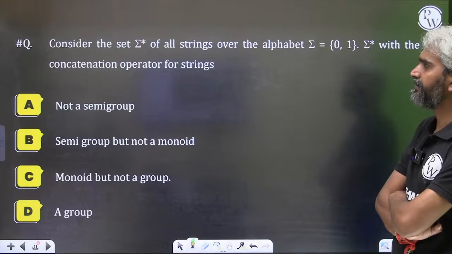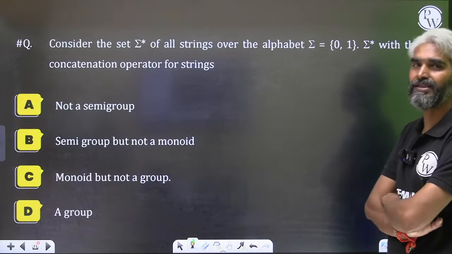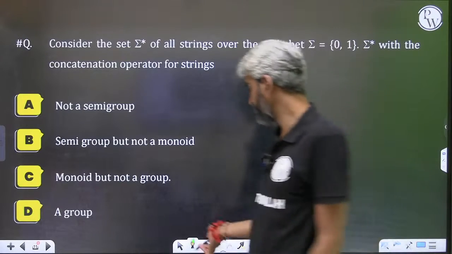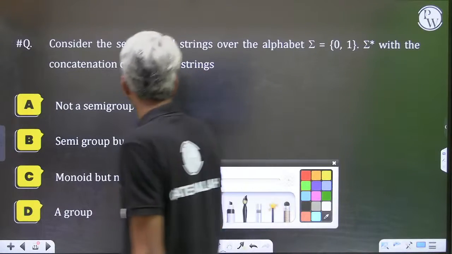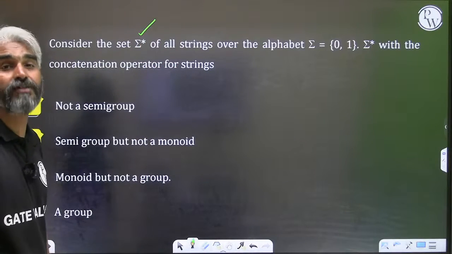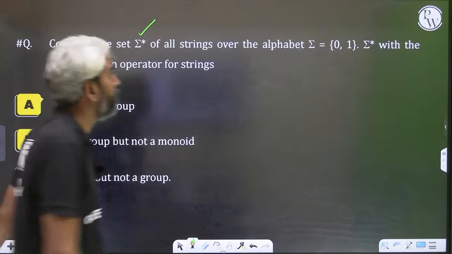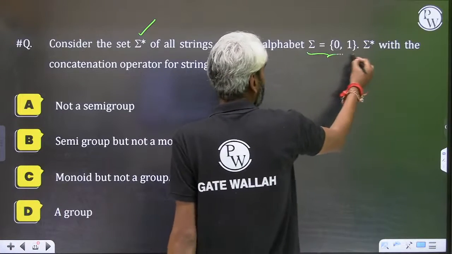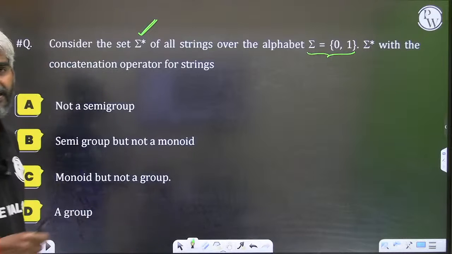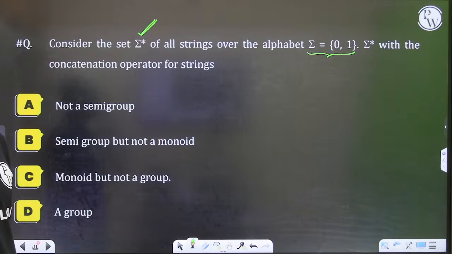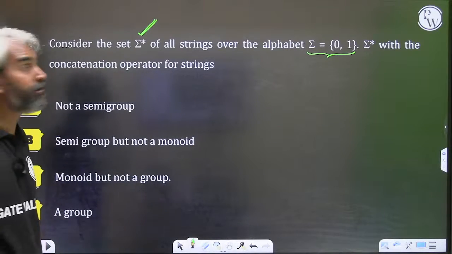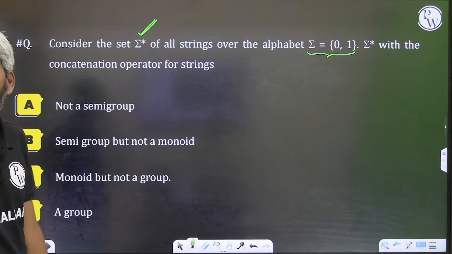So basically, it will require some basic knowledge of theory of computation. So what basic knowledge is required? Sigma asterisk represents the set of all strings over the alphabet. Here, the alphabet is 0 and 1. That means sigma asterisk represents the set of all binary strings of 0 and 1.